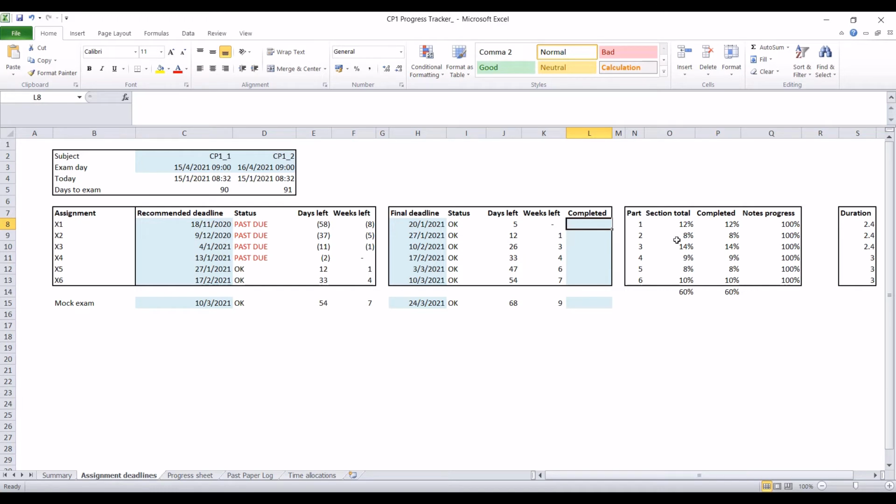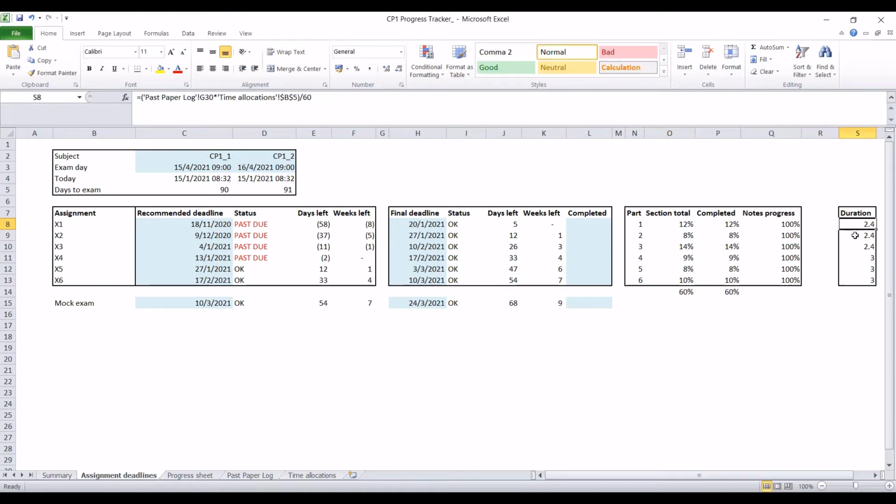I've also recorded the percentage of the course that each assignment relates to. Yeah, that's what this section is talking about.